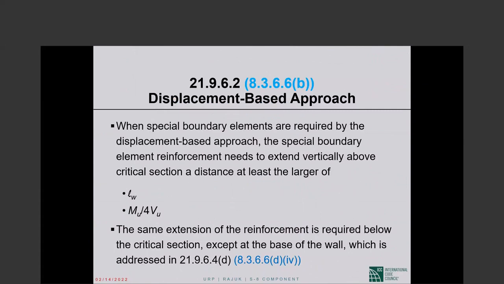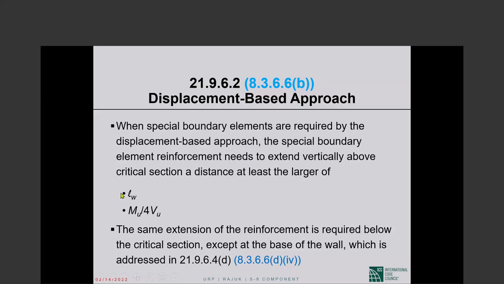Now, when special boundary elements are required by that criterion, our calculated C went beyond the threshold, then over what length of shear wall do we provide it? Over what height of the shear wall do we provide special confinement? Obviously, we started at the base, but then where can we discontinue it?